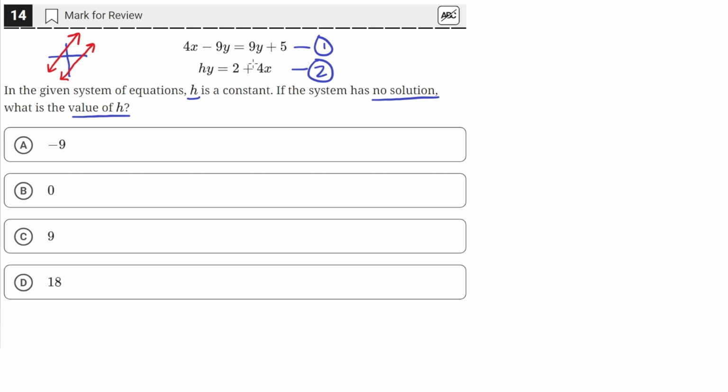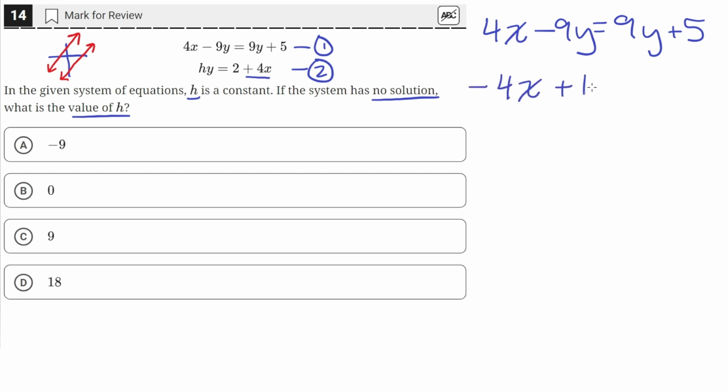Okay, so looking at the first and second equation, we can make the left-hand side look similar to the left-hand side of this equation by moving this 4x to the other side. So let's do that. So we'll have 4x minus 9y from the first equation equals 9y plus 5. So then we'll move the 4x to the other side. So this way we'll have a negative 4x on this side and a positive hy, which will equal just 2, since we subtracted a 4x from both sides.